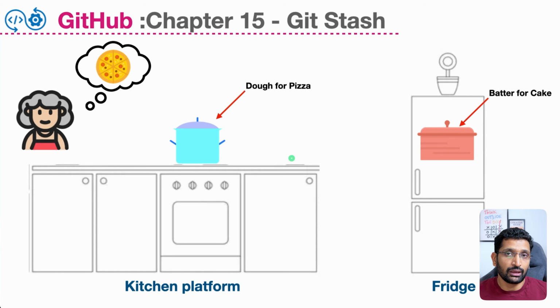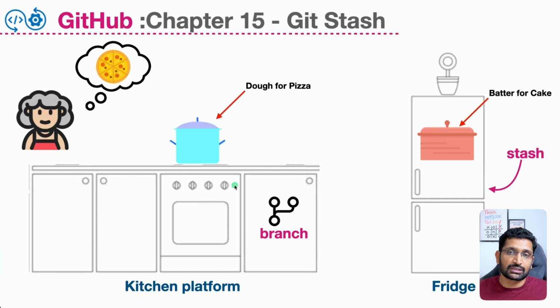you have stored that batter inside your fridge and now you're focusing only on the pizza dough. Okay, so this fridge is acting as a stash for you where you can temporarily store your code. And here in this example, you can store your batter for a cake inside your fridge for some time. In the meantime, when you have stored that item in your stash or fridge, you can keep on working on your kitchen platform because your kitchen platform is now empty.